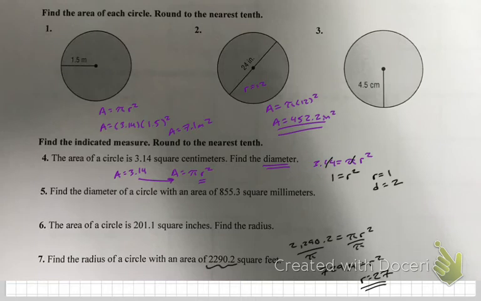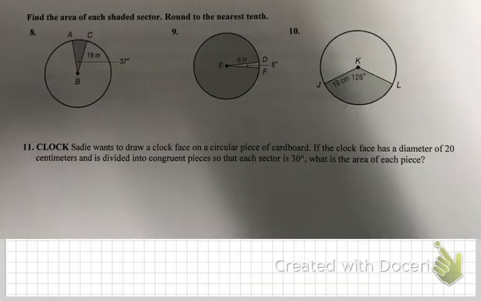Okay, let's now jump into area of our sectors. All right, so here we go. It says find the area of each shaded region, round to the nearest tenth. Okay, so we are trying to find the area of this sector right here. The information that they're giving us is that the central angle of this sector is 37 and that the radius of this circle is 19.